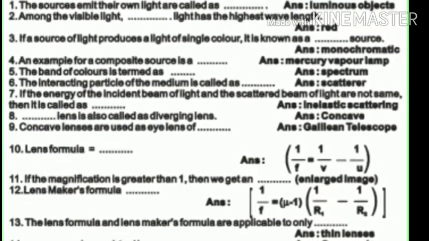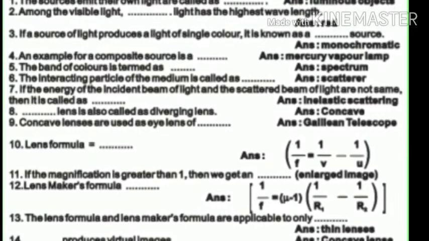If the energy of the incident beam of light and the scattered beam of light are not same, then it is called as dash. Inelastic scattering. Question number 8. Dash lens is also called as diverging lens. Answer is concave. Question number 9. Concave lenses are used as eye lens of dash. So the answer is Galilean telescope.